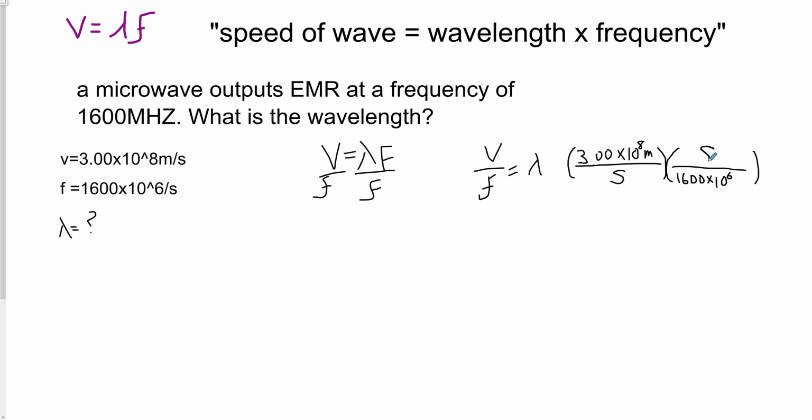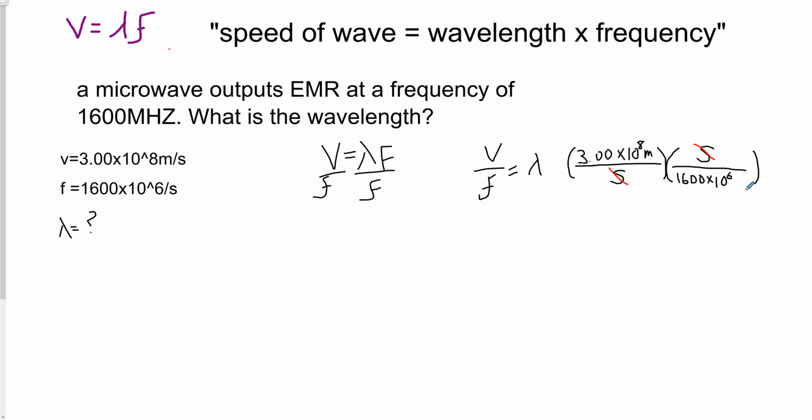Here's where the magic happens. We have seconds on the bottom and seconds on the top. We are allowed to cross those out. So all we need to do now is take our top number, 3.00 times 10 to the power of 8 meters, and divide by 1600 times 10 to the 6.